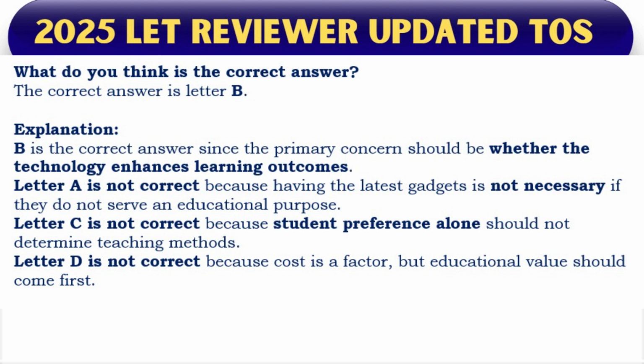Explanation. B is the correct answer since the primary concern should be whether the technology enhances learning outcomes. Letter A is not correct because having the latest gadgets is not necessary if they do not serve an educational purpose. Letter C is not correct because student preference alone should not determine teaching methods. Letter D is not correct because cost is a factor, but educational value should come first.